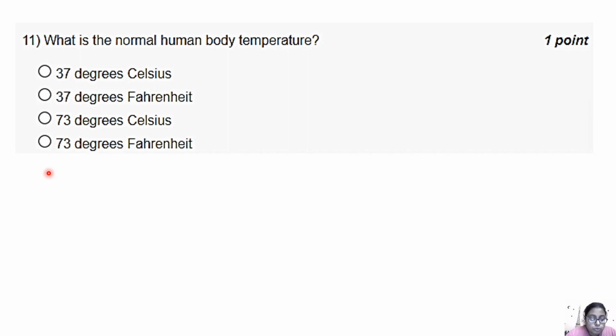Okay. So this is the normal human body temperature. When we check if we have fever or not, we generally use thermometers. For that we use the Fahrenheit rating. Celsius, generally we use these terms in labs.